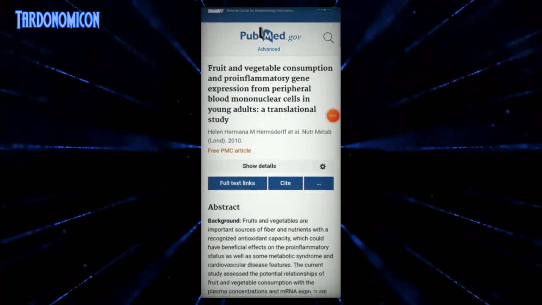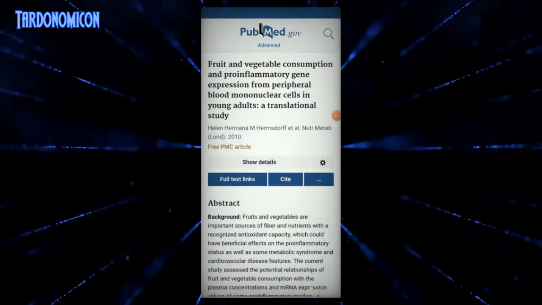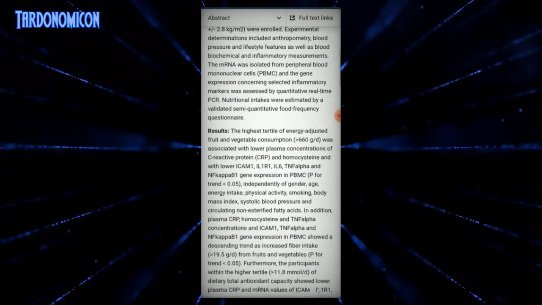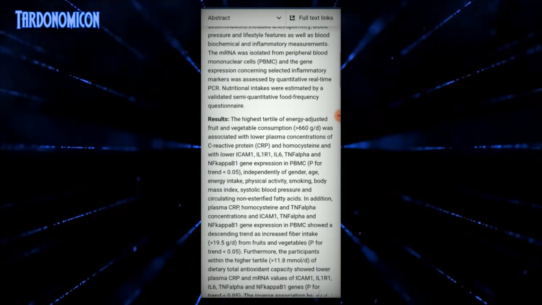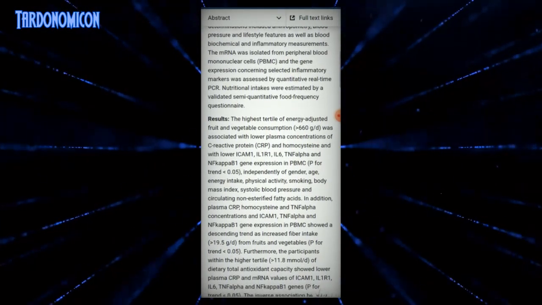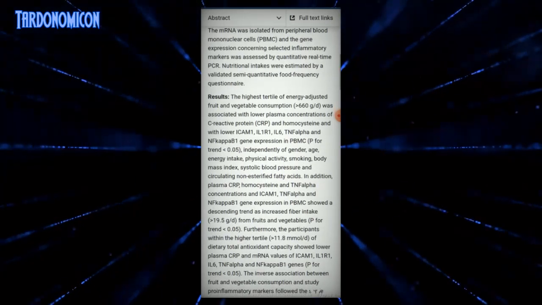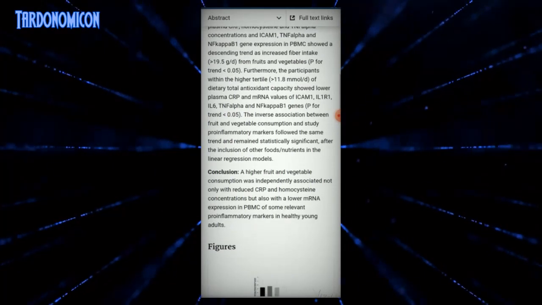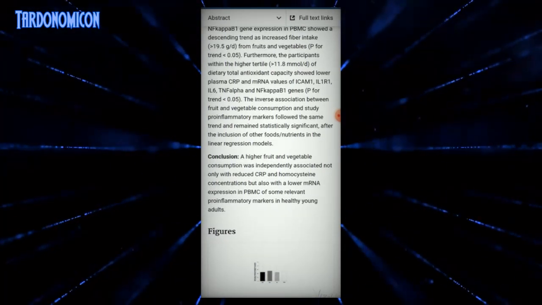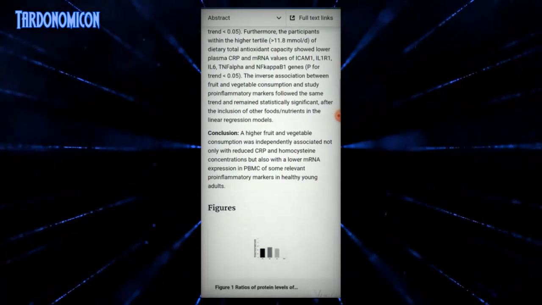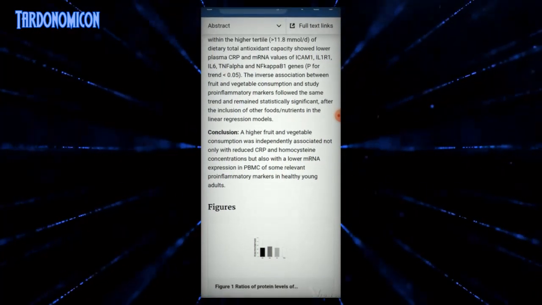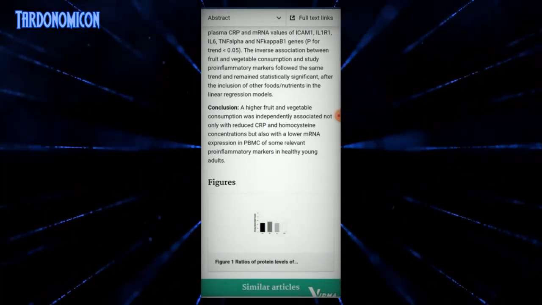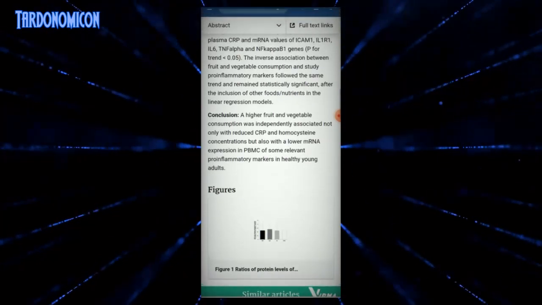We're going to bring ourselves back to nutrition here, fruit and vegetable consumption and pro-inflammatory gene expression, okay? So the highest tertile of energy-adjusted fruit and vegetable consumption was associated with lower plasma concentrations of C-reactive protein and homocysteine. So essentially, conclusion, a higher fruit and vegetable consumption was independently associated not only with reduced CRP and homocysteine concentrations, but also with lower mRNA expression of some relevant pro-inflammatory markers in healthy young adults.